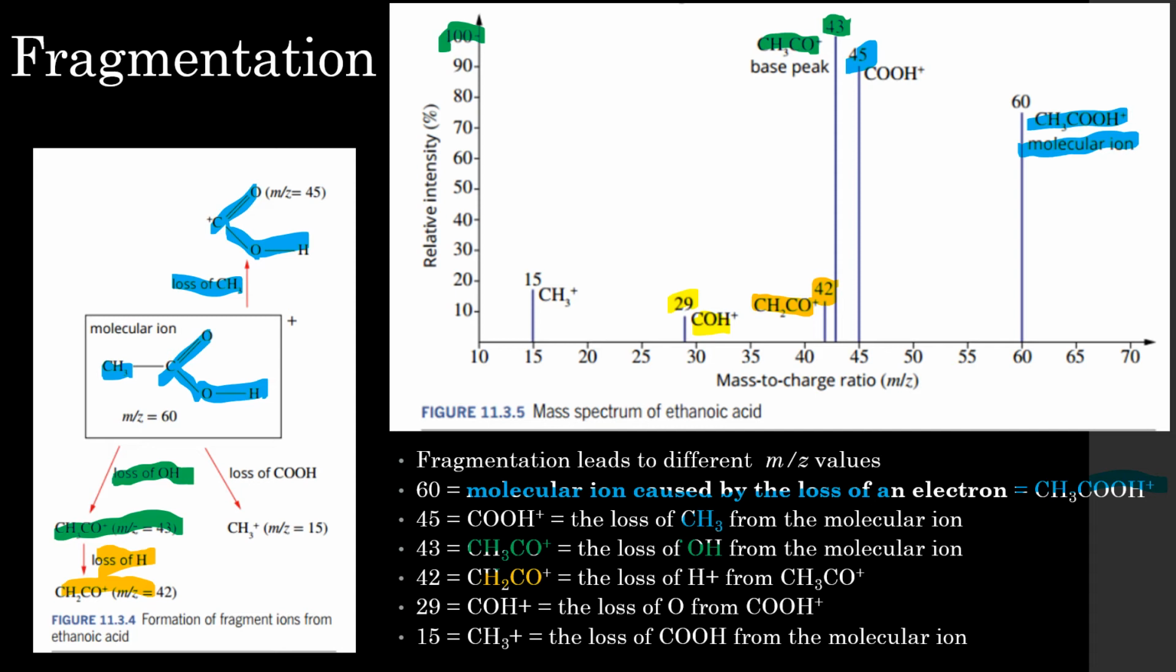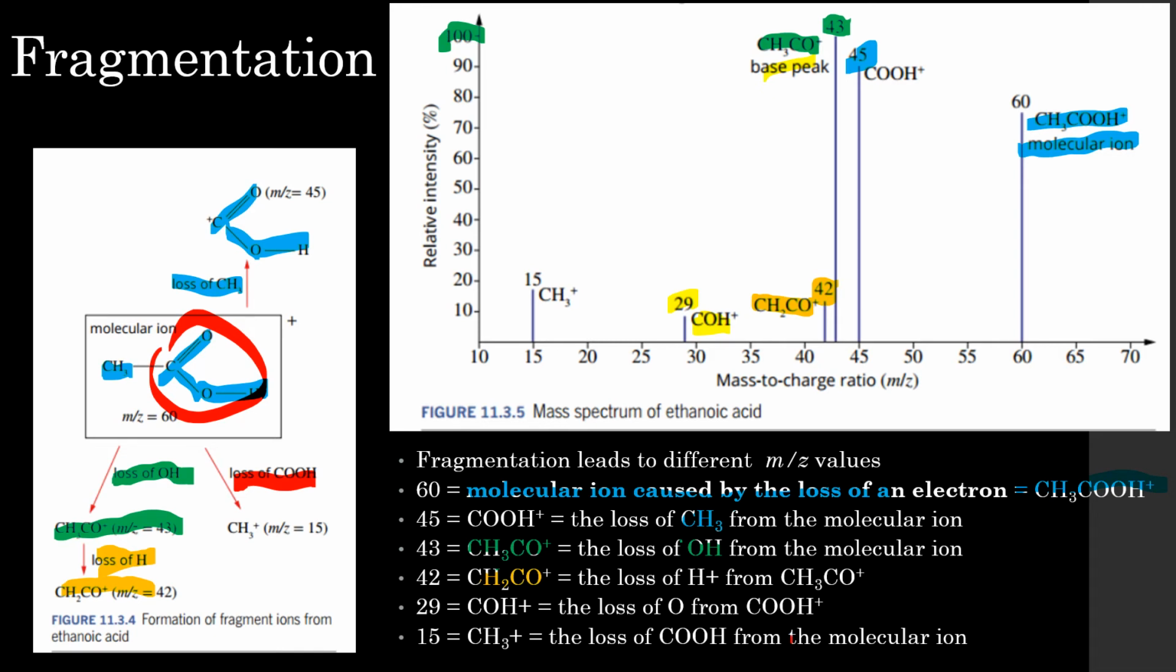And that's the loss of the hydrogen from the CH3CO, this one up here. And I think we're down to 15 now, so let's have a look at 15 finally. We've just got that methyl group left over, so we've lost the COOH from the ethanoic acid molecule there.